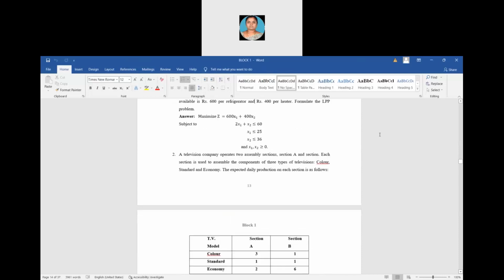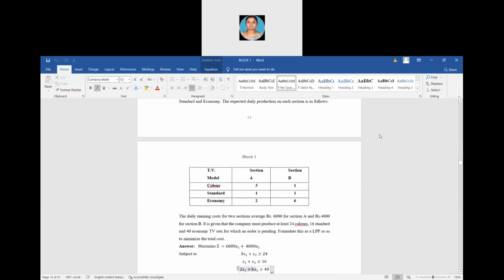What is our next example? A television company operates two assembly sections. So a company contains two assembly sections: section A and section B. Section A you can take as X1, and section B we can take as X2. So you can categorize that, and see neatly how many categories we have.